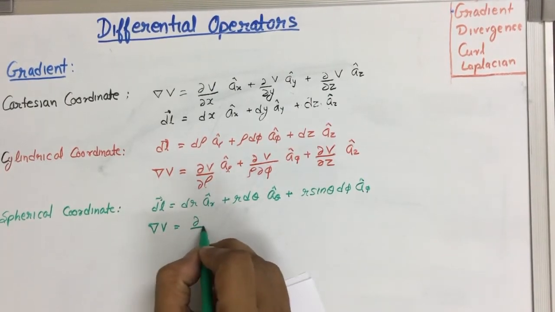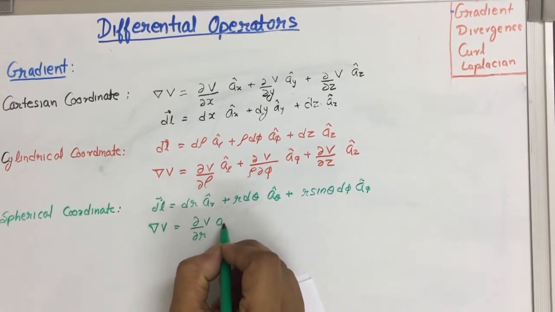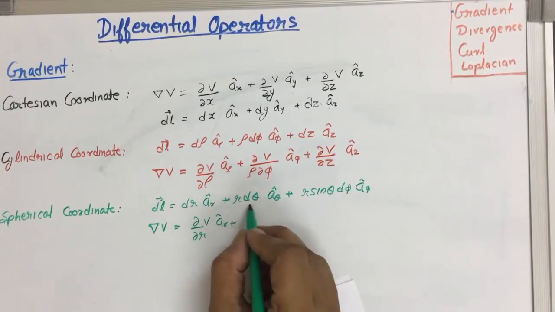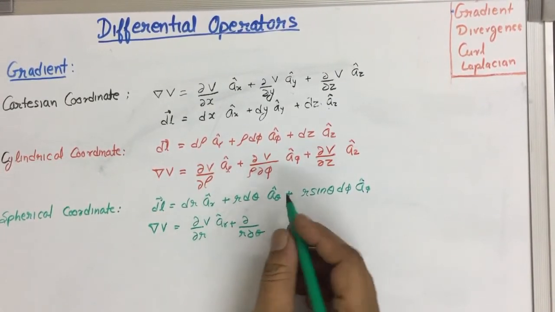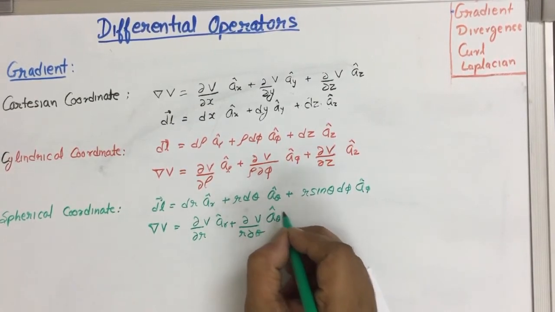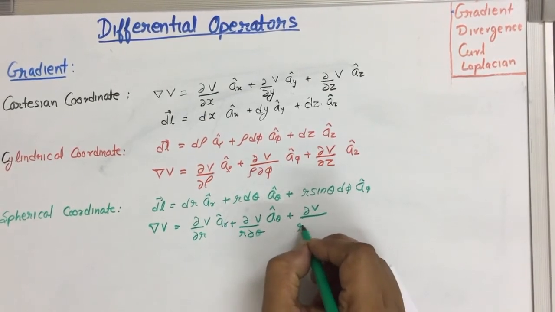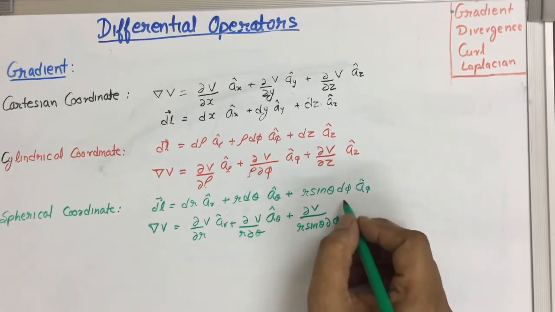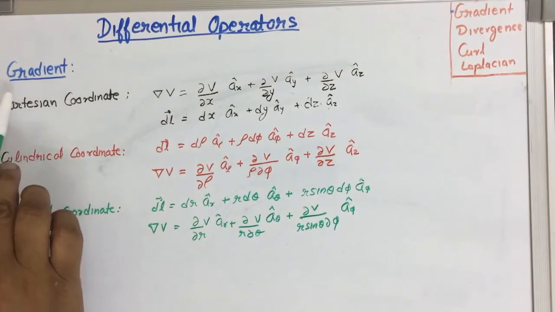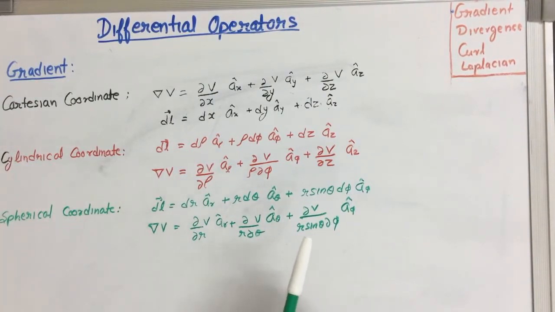Then what we will do, del over del r of v, plus in denominator it will be r, del θ of v, plus del v over r sin θ del φ in the direction of aφ. In this way we can find the gradient in case of Cartesian, cylindrical and spherical coordinate system just by taking the coefficient of unit vectors in the denominator in different cases. For example, in case of spherical, the coefficient of ar, the coefficient of aθ which is r dθ, and the coefficient of aφ will be in the denominator. So in any coordinate system we can find the gradient.